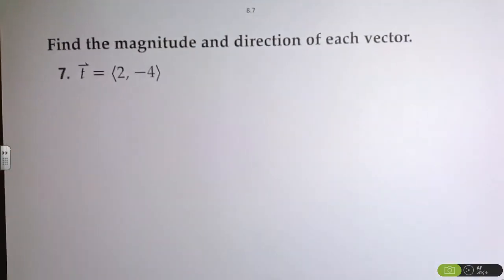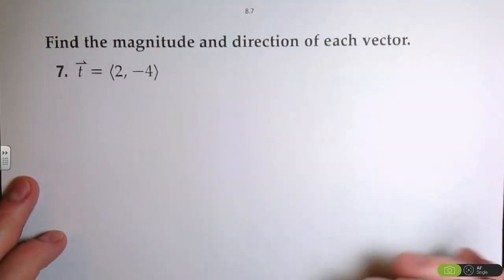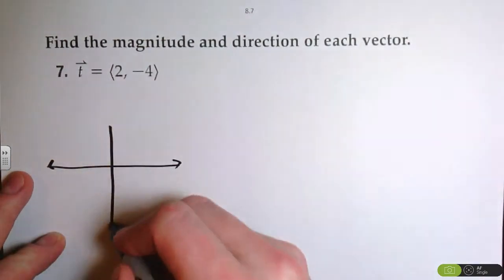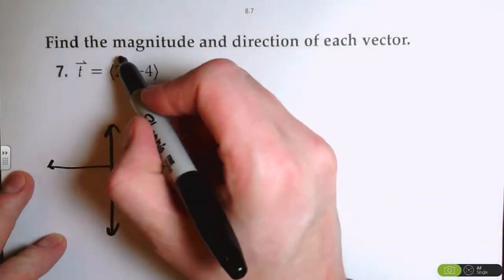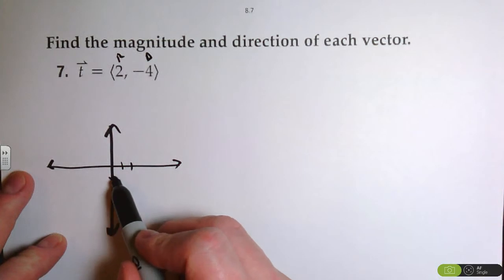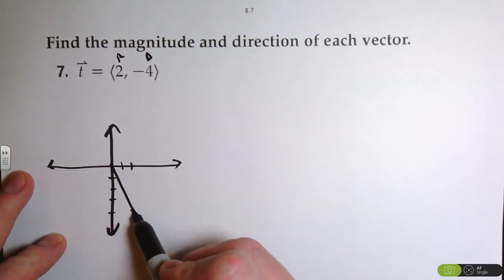Now, where things get trickier are these problems here. We have to find the magnitude and the direction of each vector. The easy way to do this is to start off and imagine you're at 0, 0, and you're moving the way this vector tells us to, which is 2 right, down 4. So I'll go right 2, down 1, 2, 3, 4, and it takes me to this point right here.